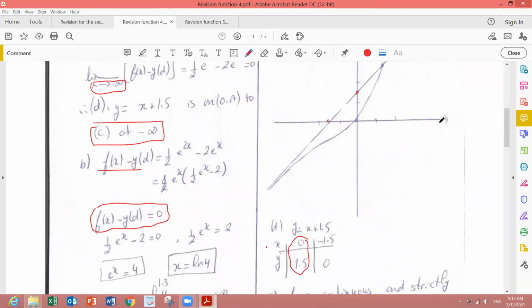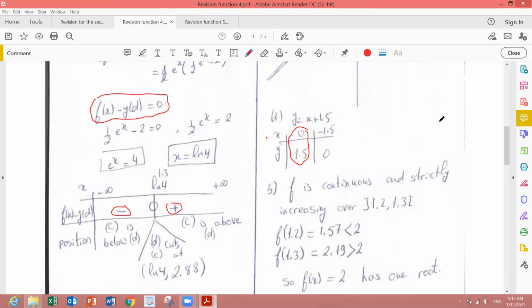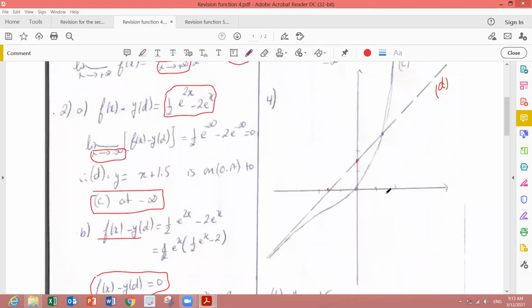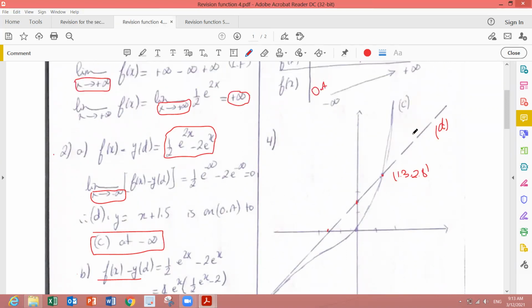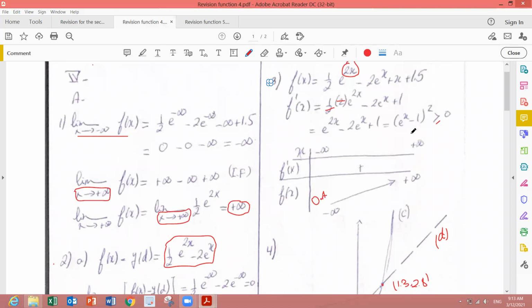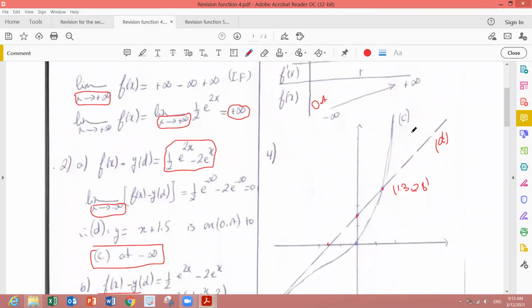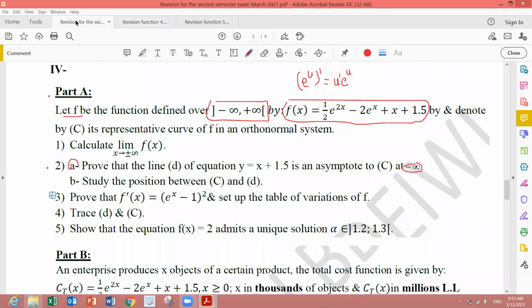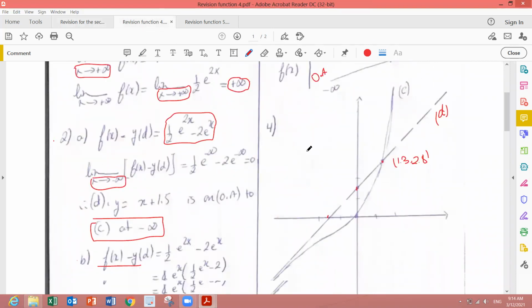Now the point of intersection between the curve and the oblique asymptote is (1.3, 2.8). I locate this point. For x equal to 0, if we replace x by 0, we get y equal to 0. So the curve will pass through the origin.